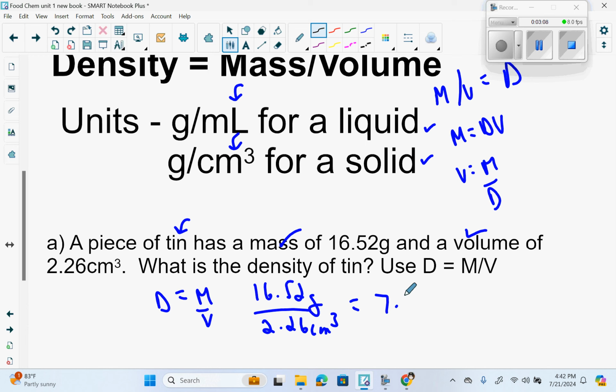So 7.31. These units don't cancel. It's per, right? So it's gram per centimeters cubed. It's mass over volume. So there you go. That's the density of your tin.